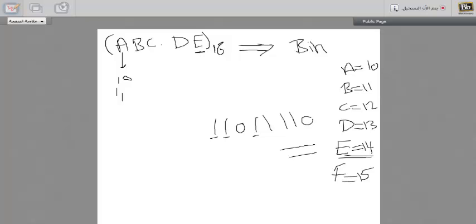We put the dots. The question is how to memorize each number. I gave you a table at the beginning of the semester to memorize, but don't try to memorize it. Try to understand it, okay? Try to understand how we work. Right, C is 12, easy.